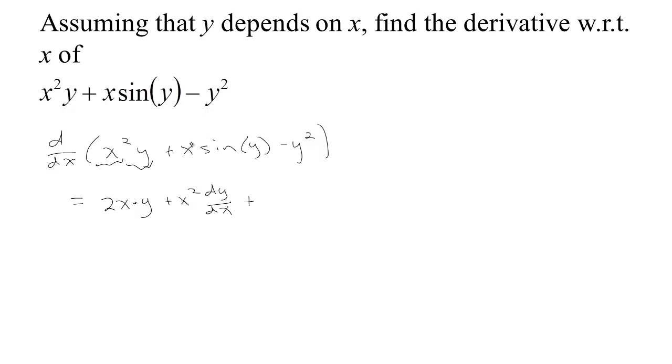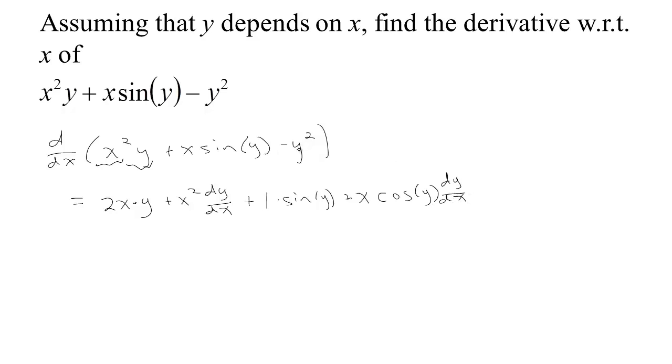Now let's take the derivative of this piece. Again, we've got another product, right? We'll take the derivative of the first. The derivative of x with respect to x is 1, times the second, plus the first, which is x, times the derivative of the second. Now this requires the chain rule. We've got this function of x inside another function, so we take the derivative of the outside, plug in the inside, and then multiply by the derivative of the inside.